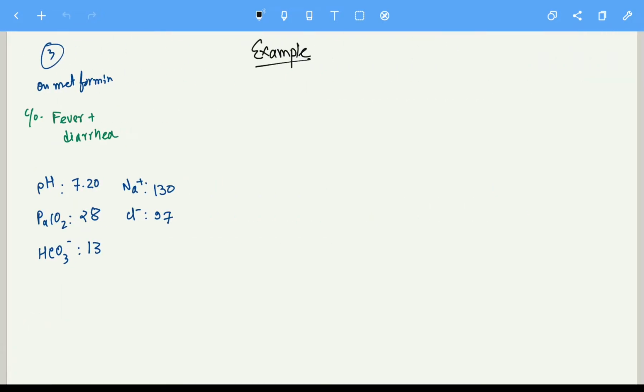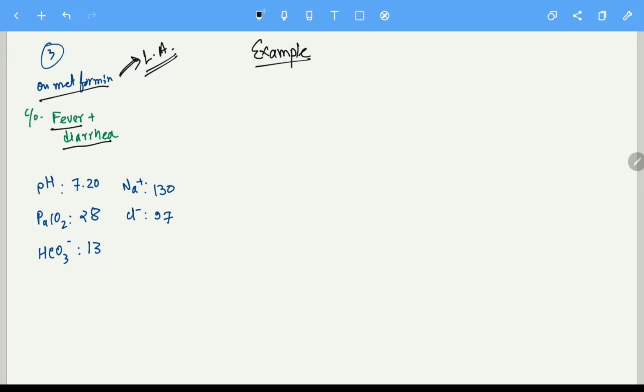Now let's get to the last question. In the last question, there is a patient on metformin, the patient has fever, the patient has diarrhea. Whenever I am in this kind of question, I am getting the history of metformin. We know that metformin is a risk factor for lactic acidosis, so we are keeping this in mind.